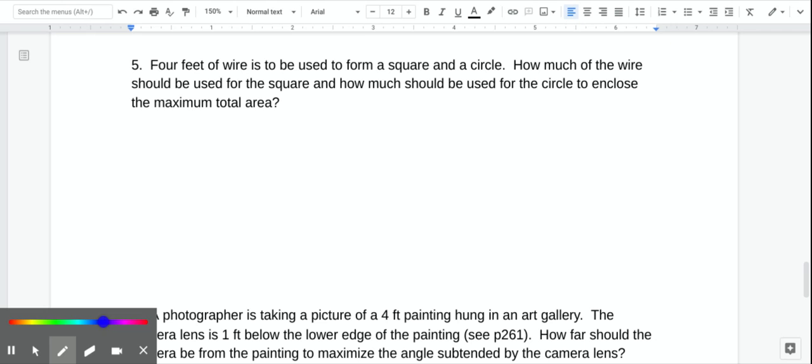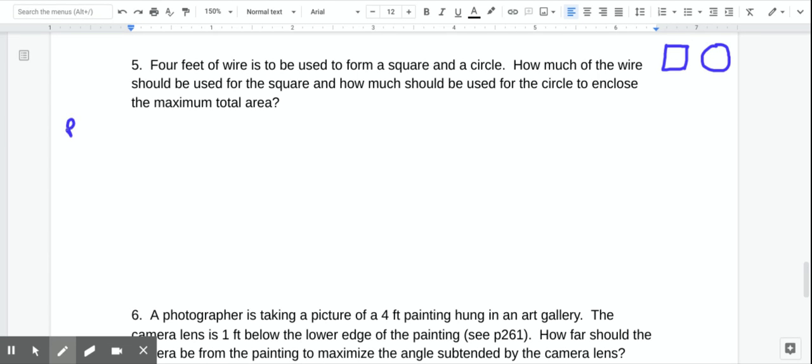Our goal is to have a square and a circle. And the thing that we are trying to maximize is area. So the area of the square, I'm just going to call the side x, so it's x squared, plus the area of the circle. We're just going to call the radius r. So the area of the circle is pi r squared. So that's what we want to maximize. That's our primary equation. Our secondary equation is how much wire we have.